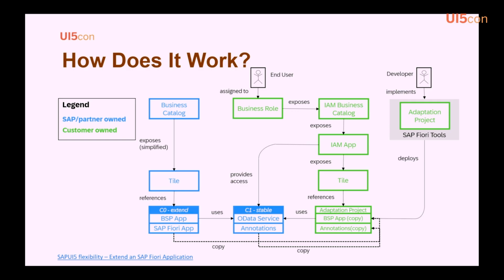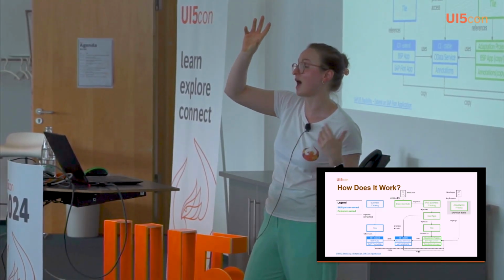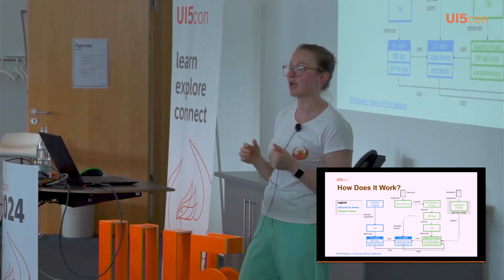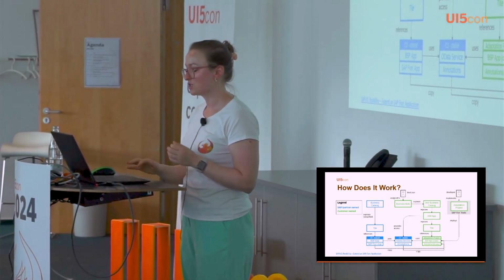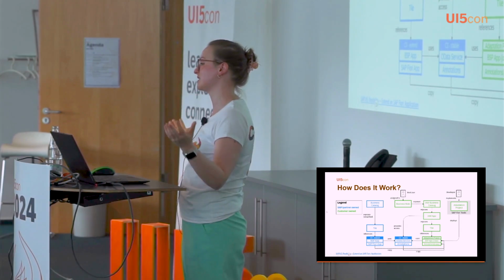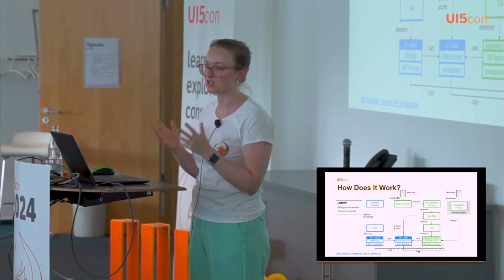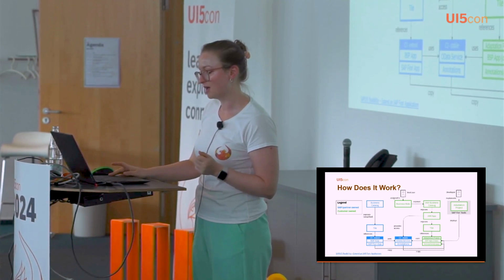So what you actually have to do is create an IAM app, which is an identity and access management. So this is regulating how the access of the application is handled. You have to put it in a business catalog, and it has to have a business role so that the end user can actually access it. So this is nothing specific to the adaptation project. This is basically how extensibility in the ABAP world is working, and we are reusing it.